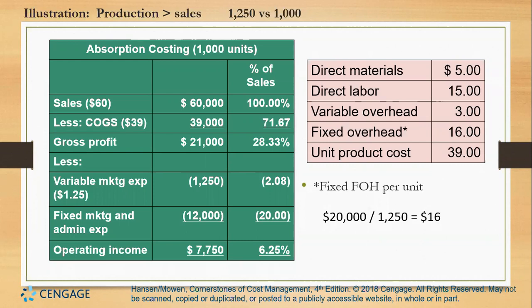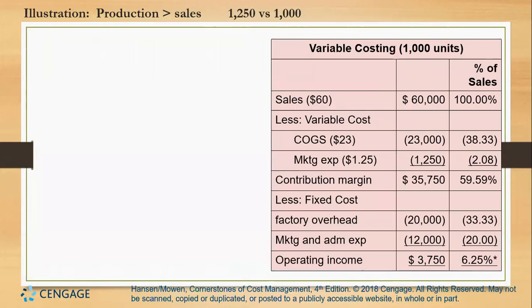Then we deduct the variable marketing expense and the fixed marketing and admin expense, giving us the operating income of 7,750. Again, production exceeds sales. Net income is 7,750. On the other hand, if you have variable costing, again, the guide is if production exceeds sales, net income under absorption costing is higher than that under variable costing.